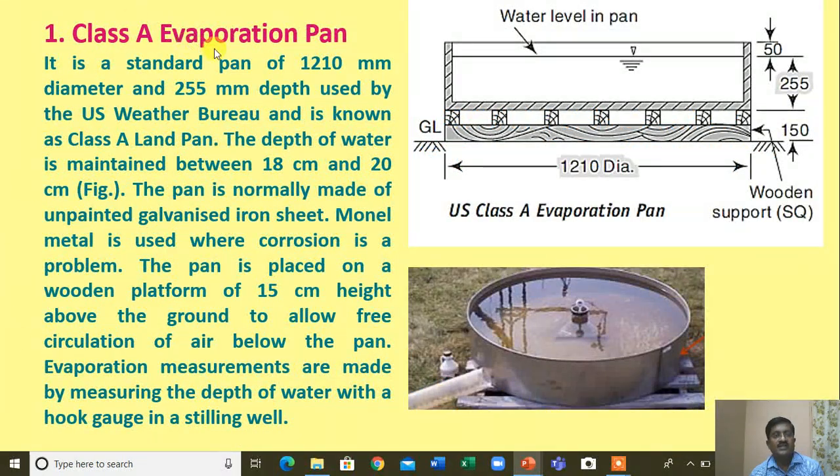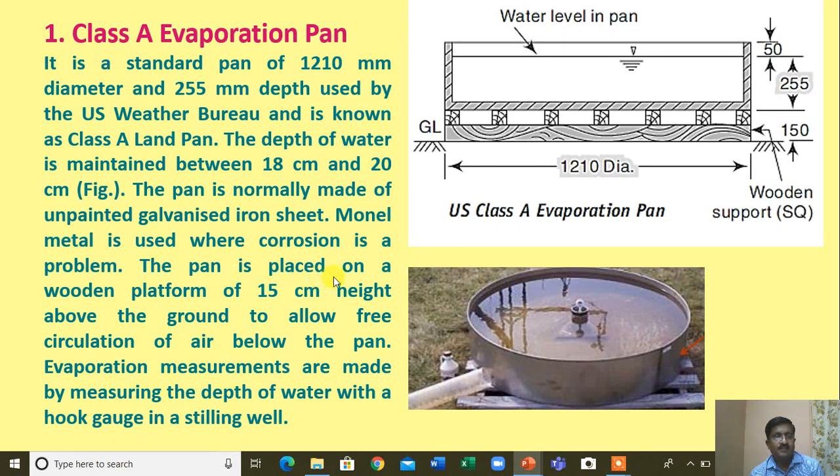First one is a class A evaporation pan. It is a standard pan of 1210 mm diameter and 255 mm depth used by the US Weather Bureau and is known as Class A land pan. The depth of water is maintained between 18 cm to 20 cm as shown in the figure. The pan is normally made of unpainted galvanized iron sheet. Monel metal is used where corrosion is a problem.